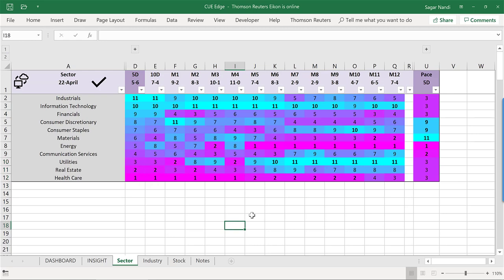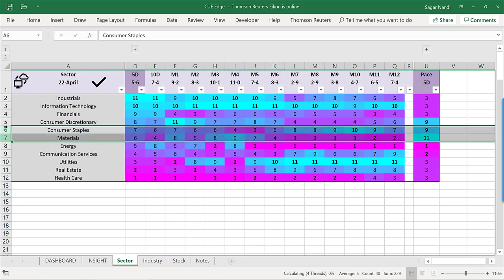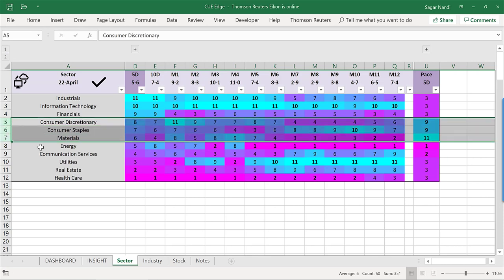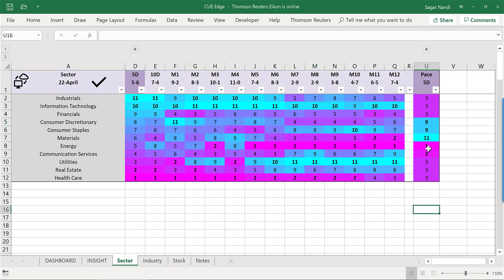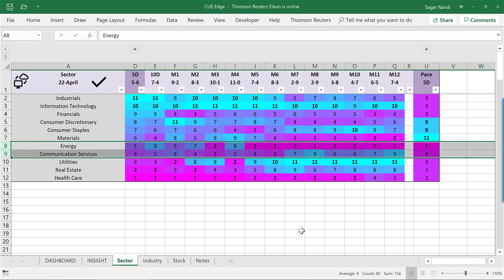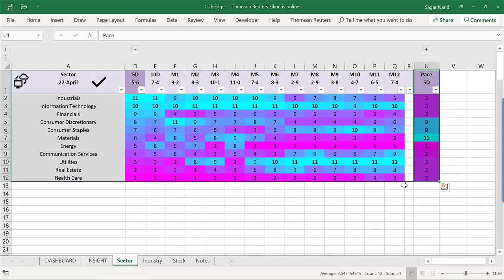Other than the strength and weakness of the sectors, QH also calculates acceleration and deceleration and shows that in the pace column. Cyan represents strength, acceleration, magenta represents deceleration. The three accelerating sectors are consumer discretionary, consumer staples, and materials. They have cyan color base score, and the decelerating sectors are energy and communication services. That is the information looking at past 5 days performance.